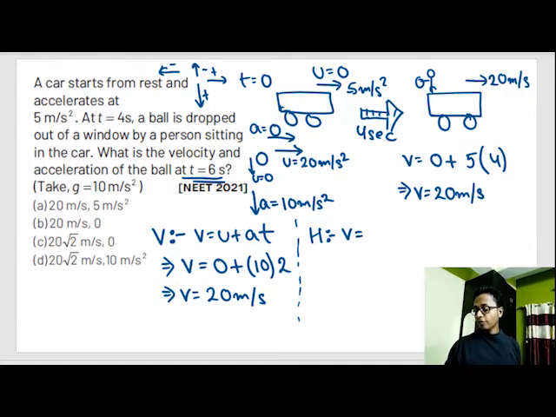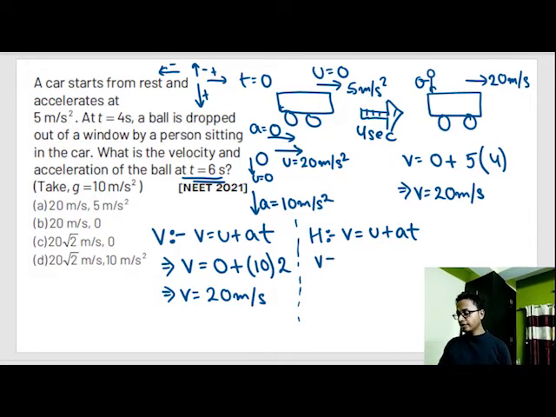We apply the same formula, v equals u plus at. In the horizontal component, we have to find the final velocity. The initial velocity in the horizontal component was 20, and there was no acceleration in the horizontal component. Therefore, v equals 20 plus 0, or v equals 20 meter per second.